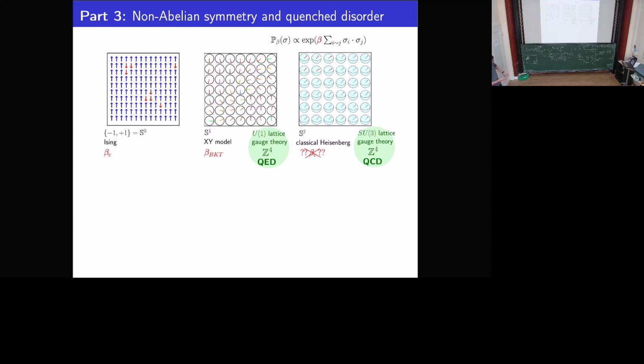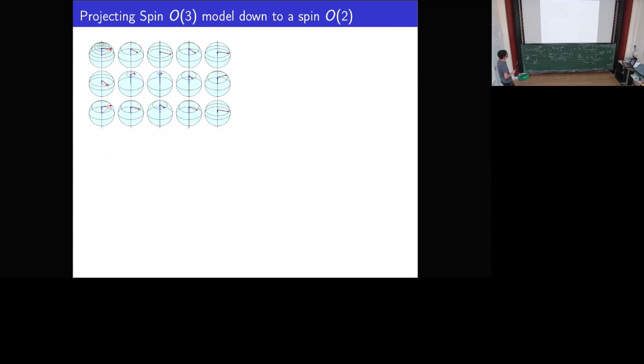So in the last 2 minutes, what I want to tell you is that if you now move to this more mysterious part of the story, which is the S2-valued model, which is believed to kill the BKT phase, I can tell you about 2 results.